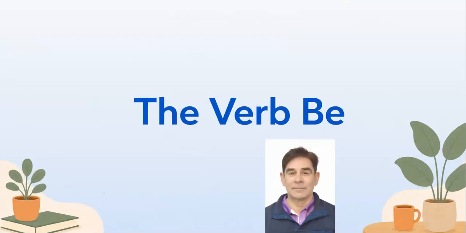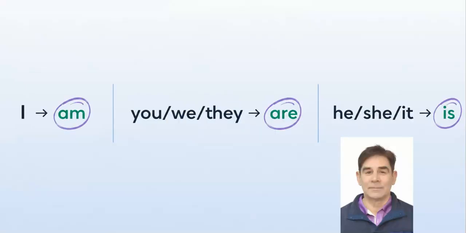The verb be. With the verb be, we have a slight change. That is with the subject I. We say I am. With you, we, and they, we say are. However, with he, she, and it, we say is. Now notice, is is the S form, and it has an S at the end of the word.